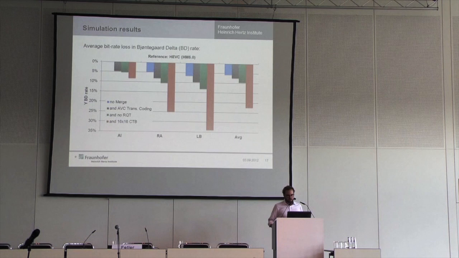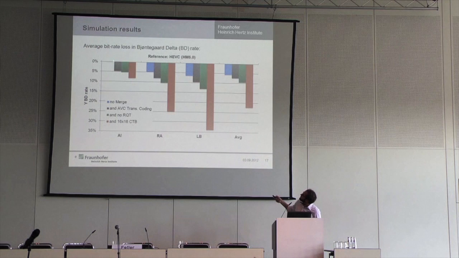Then, in addition to that, I integrate the AVC transform coding and not our improved transform coefficient coding technique. This is the gray one. This loses another 5 to 10% overall. And then I turned off the residual quadtree. This is the green one.